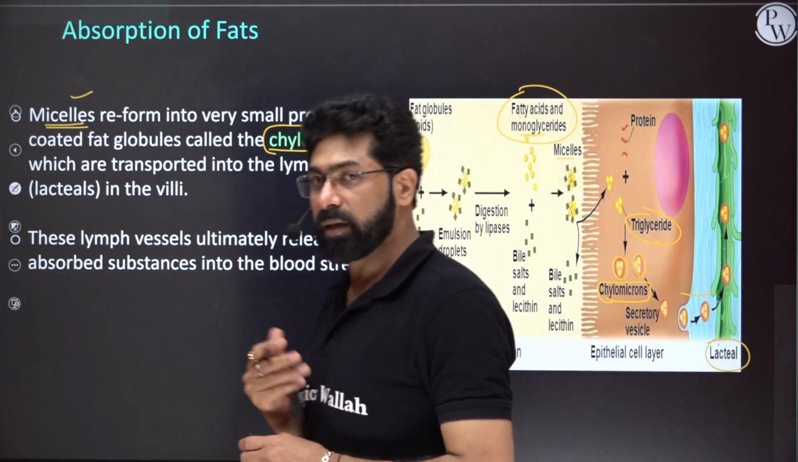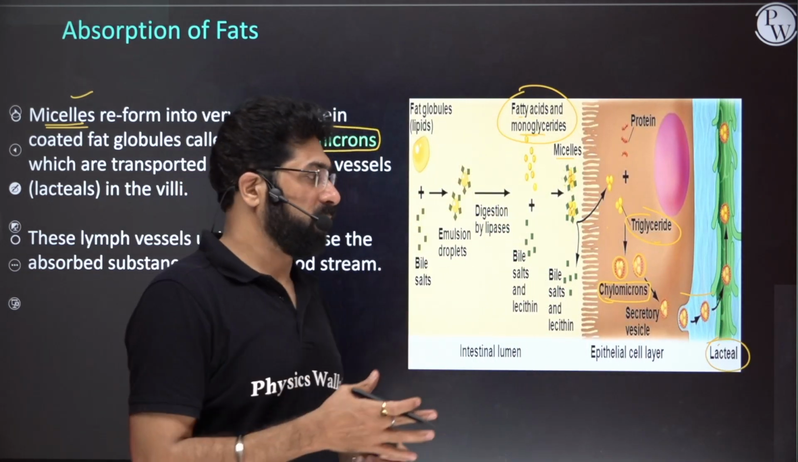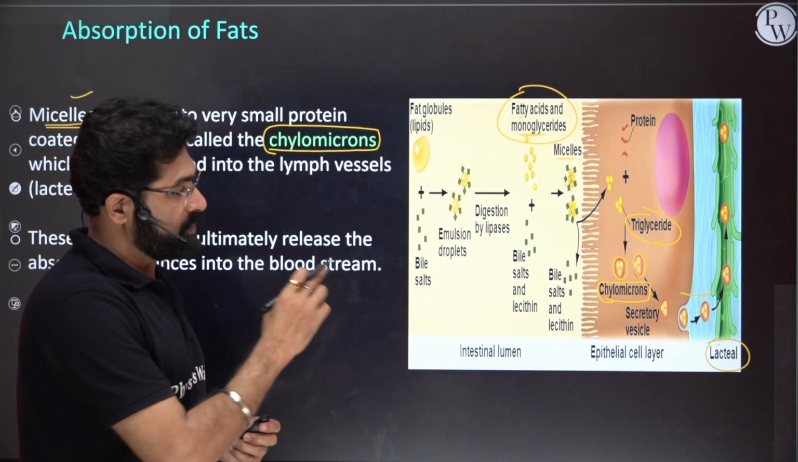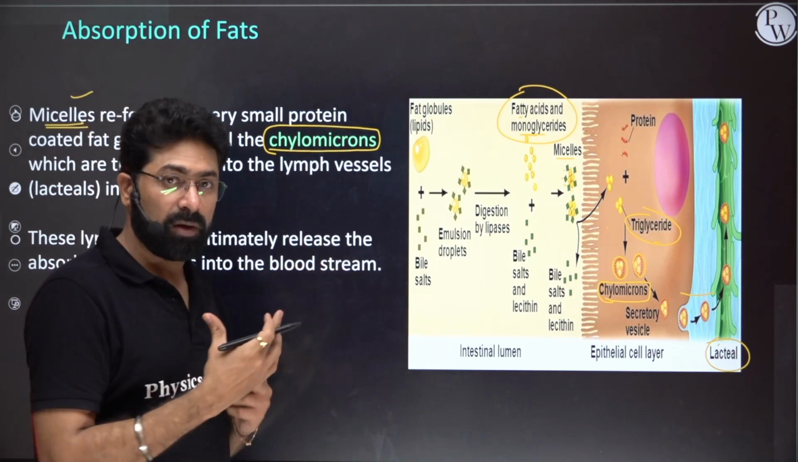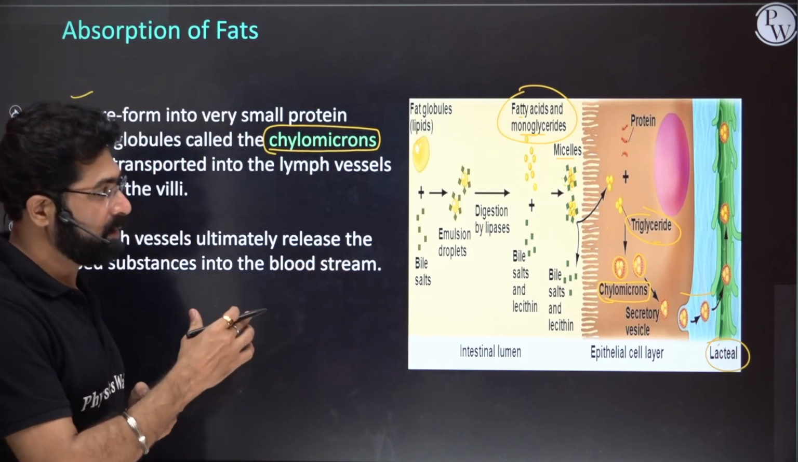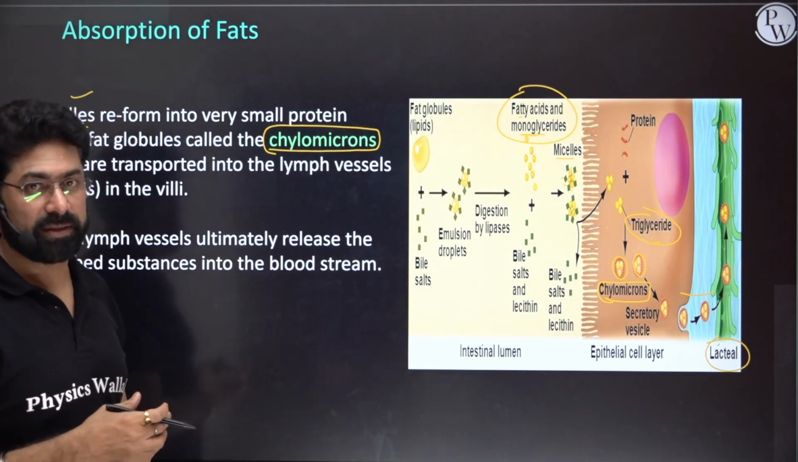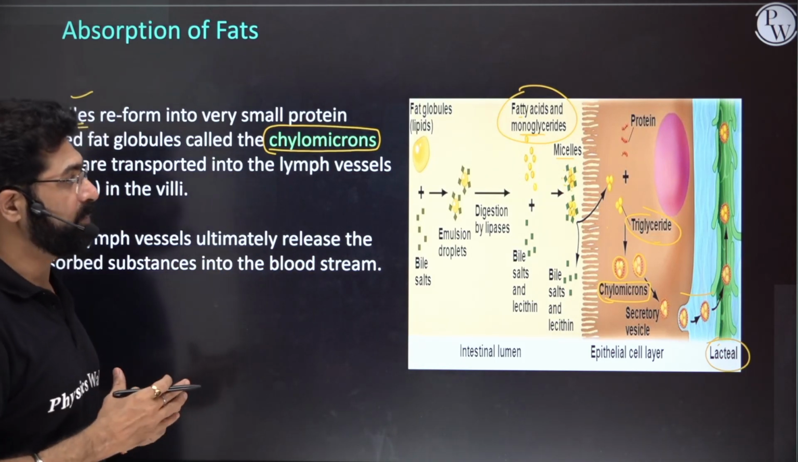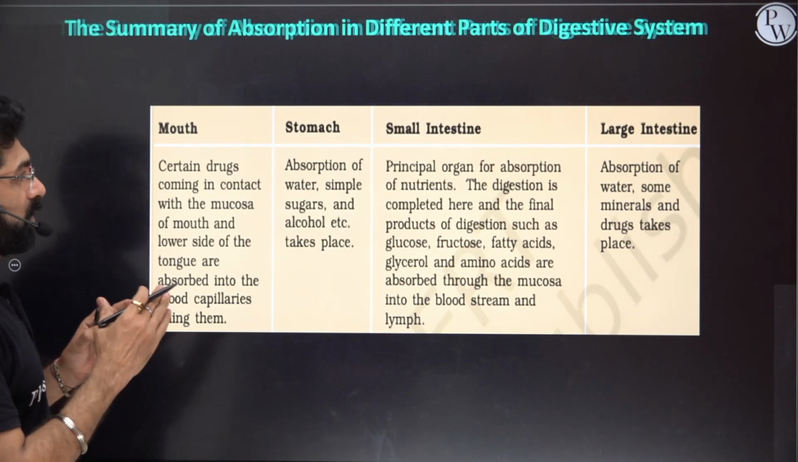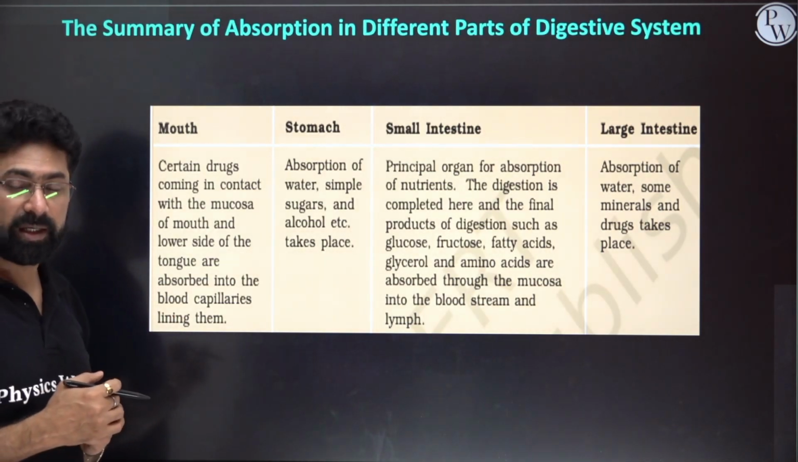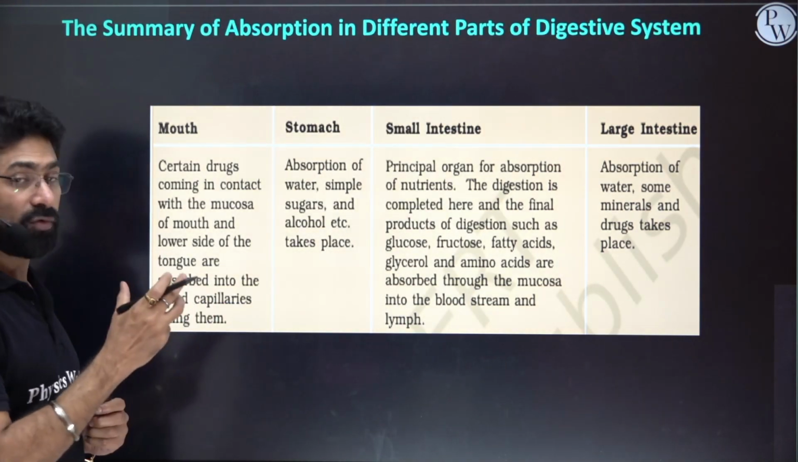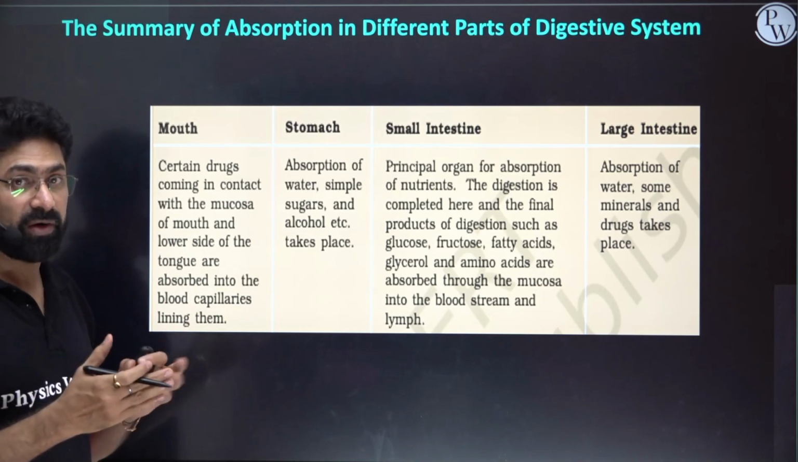Ultimately, this lymph is also going to dump into the blood, but because these are bigger units and they are not able to dissolve in blood, they have to go into the lacteal. So this is how the fat absorption will go on. Now, this is a summary chart from NCERT, how the absorption of different components takes place in different regions.